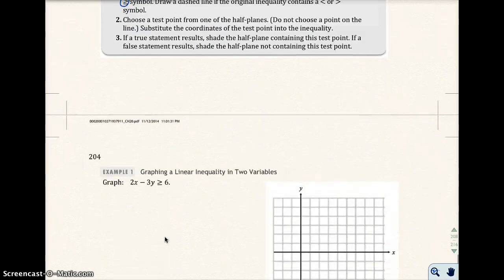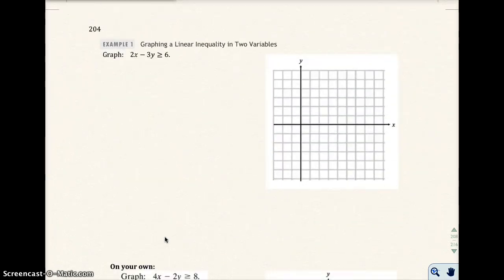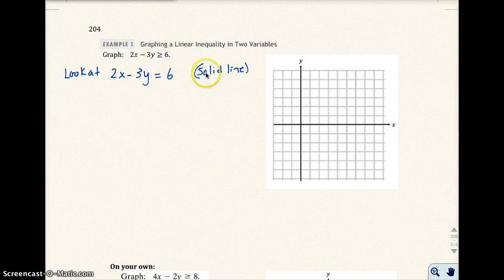Let's do an example. Here I want to graph a linear inequality in two variables. First, we're going to look at 2x minus 3y equals 6. We look at the actual line, and we know that we have an inequality sign with an equal sign here, so it's going to be a solid line. I'll make a little note here so I don't forget that. If there had not been an equal sign here, we would make a dashed line. So now we're going to go ahead and graph this.